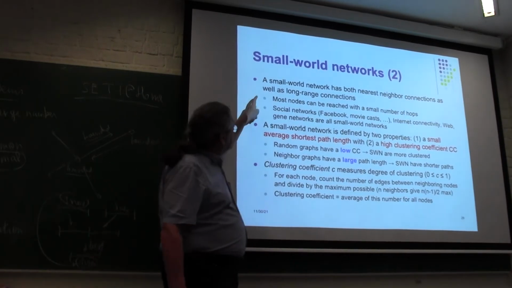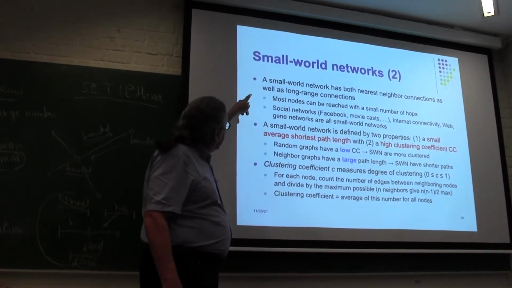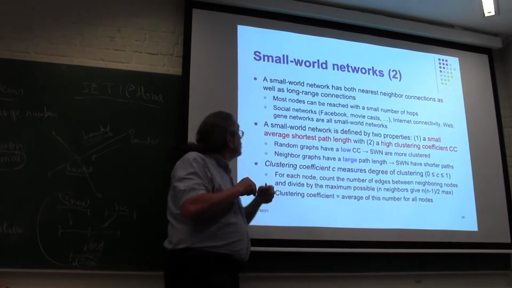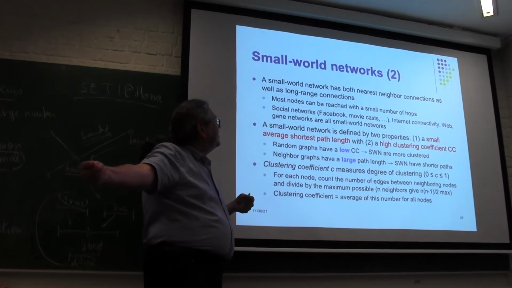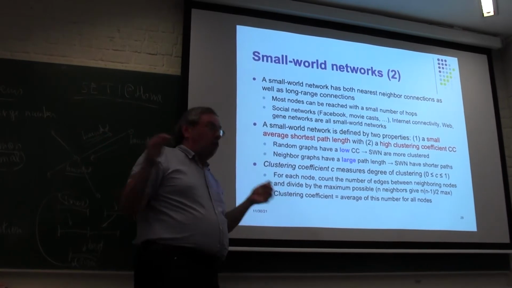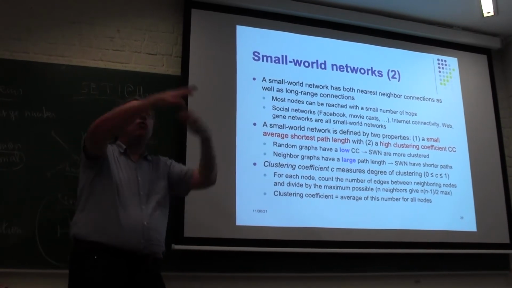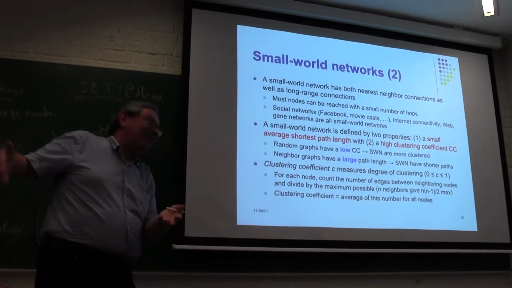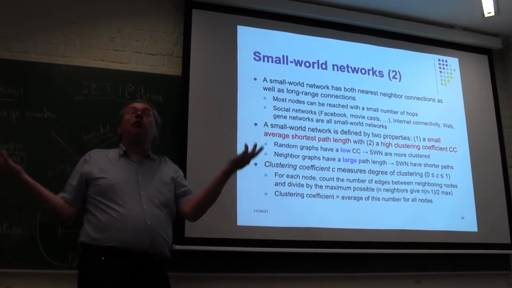Let me give you some intuition. A small world network has nearest neighbor connections, but it also has far away connections. It has both. It's not one or the other. A random network would basically only have far away connections. If I pick a random node over the Earth, the chance that it's going to be in Louvain is very small. They're going to be all very far away. Whereas with nearest neighbor, they're going to be all close.